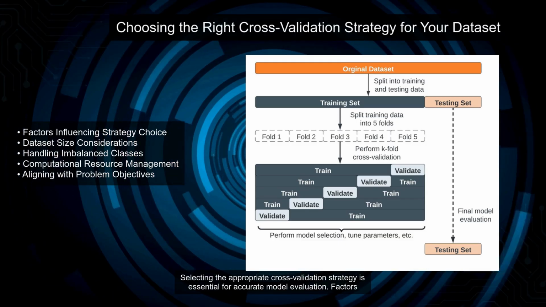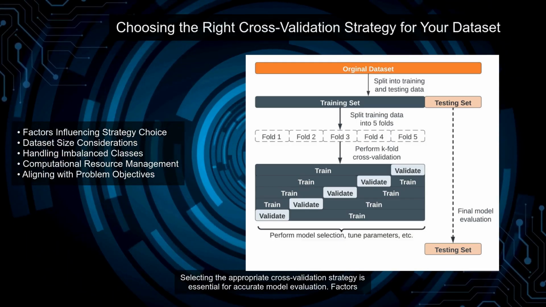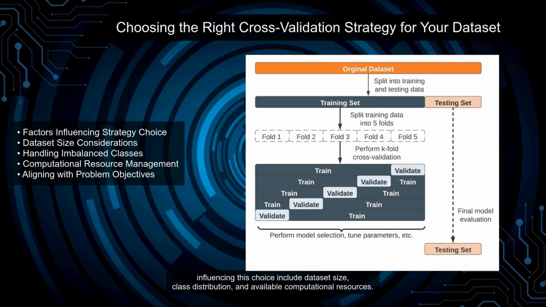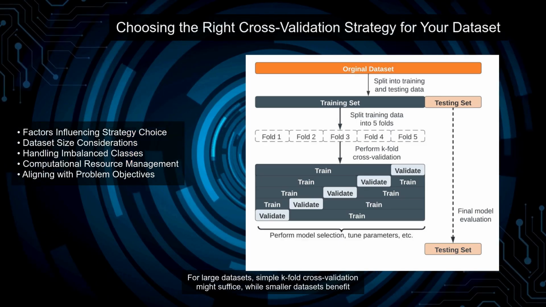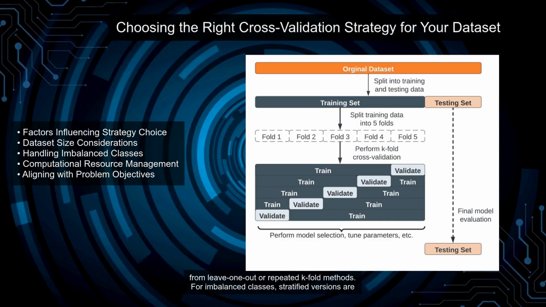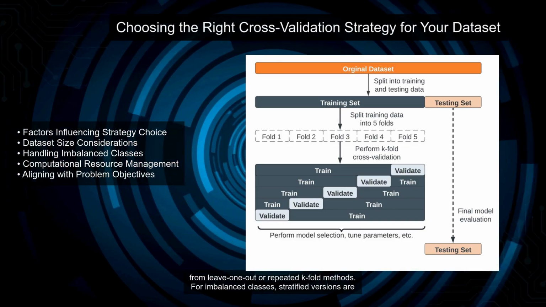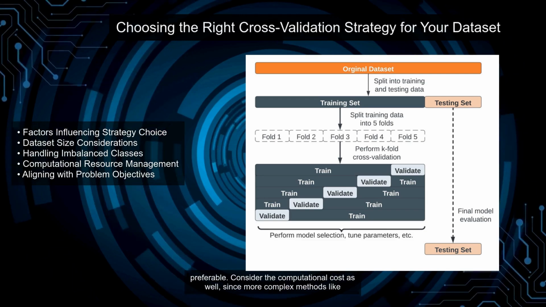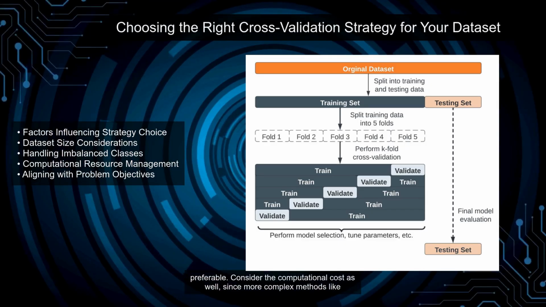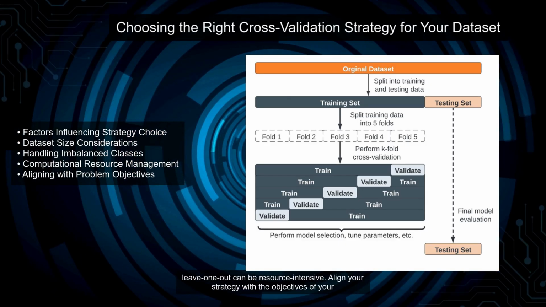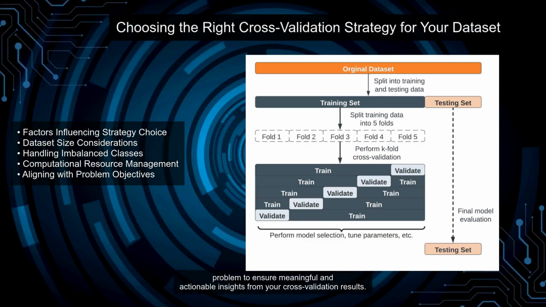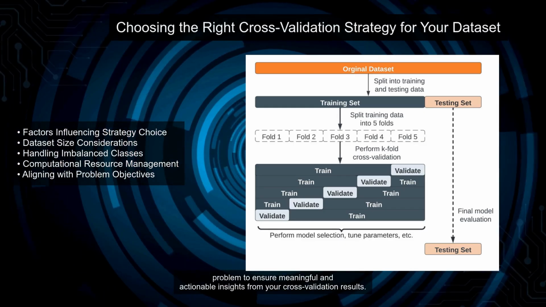Selecting the appropriate cross-validation strategy is essential for accurate model evaluation. Factors influencing this choice include dataset size, class distribution, and available computational resources. For large datasets, simple k-fold cross-validation might suffice, while smaller datasets benefit from leave-one-out or repeated k-fold methods. For imbalanced classes, stratified versions are preferable. Consider the computational cost as well, since more complex methods like leave-one-out can be resource intensive. Align your strategy with the objectives of your problem to ensure meaningful and actionable insights from your cross-validation results.